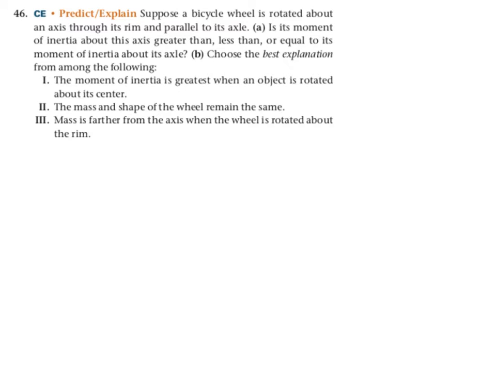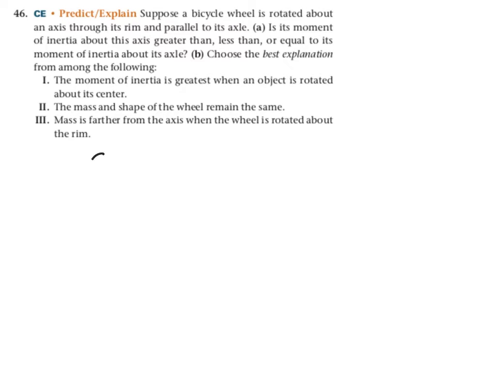Chapter 10, number 46. Suppose a bicycle wheel is rotated about an axis through its rim and parallel to its axle. Is its moment of inertia about this axis greater than, less than, or equal to its moment of inertia about its axle? And then choose the best explanation.